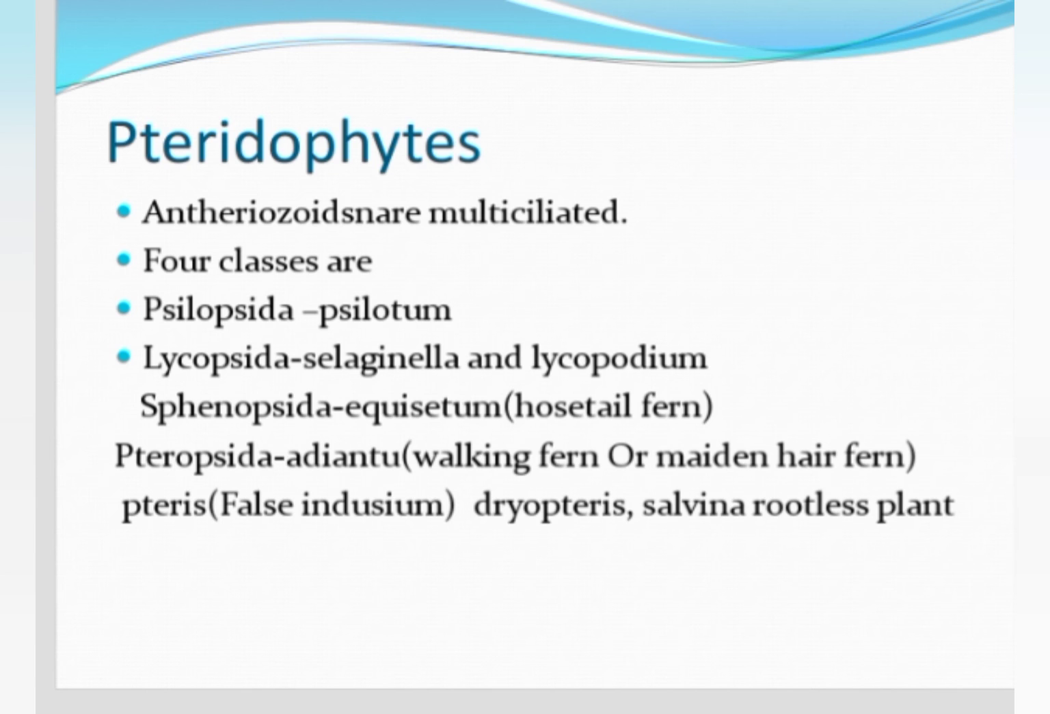Four classes are present: Psilopsida, Psilotum; Lycopsida, Selaginella and Lycopodium; Sphenopsida, Equisetum, horsetail; Pteropsida, Adiantum, walking fern or maidenhair fern, Pteris, Dryopteris, and Salvinia, a rootless plant. So these are the examples of pteridophytes.